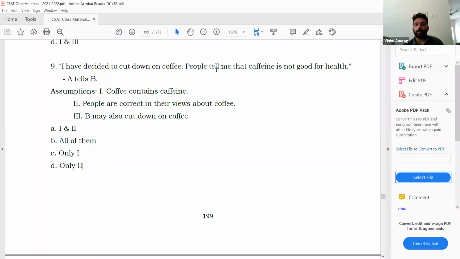So is he listening to people or is he ignoring them? What do you think? Read the question. Is he listening to people? Listening. Yeah. So he believes they're correct. That's why he's listening to them. If he believes they're wrong, he will not listen to them. That's the reason 1 and 2 are correct.